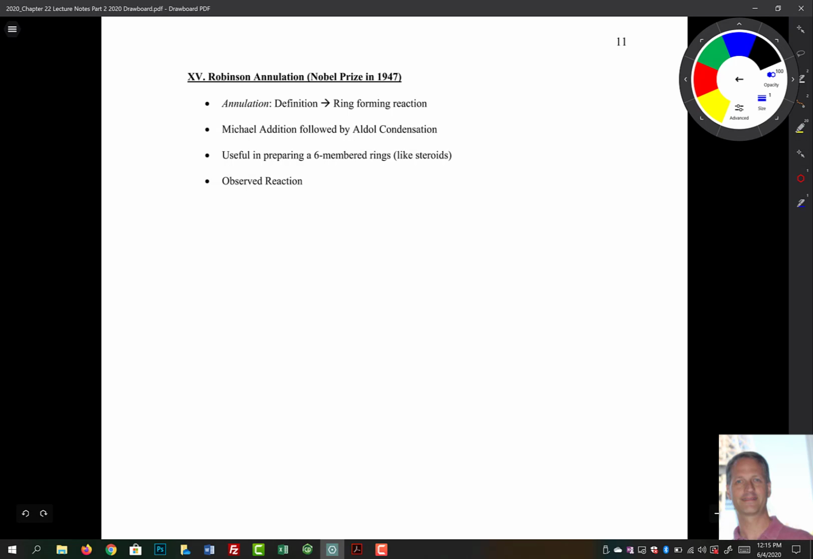So I want to look at an example of this with you guys, and we'll see that Michael addition reaction also in the course of this reaction. So let's look at this reactant, and let's predict what would happen here if we added sodium hydroxide and methyl vinyl ketone. So the question is, what product is formed here?